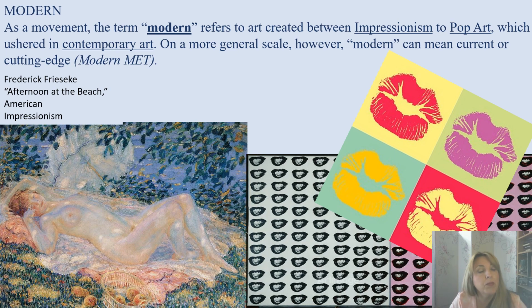But here I have an example by Frederick Frieseke, Afternoon at the Beach, American Impressionist. He loved painting women, beautiful women, and here we have dappled sunlight that falls all over her. You can see that he's experimenting with a lot of the ideas of the Impressionists, of Monet and Renoir and Morisot, and that kind of dappled sunlight.